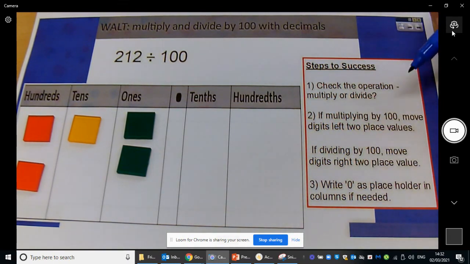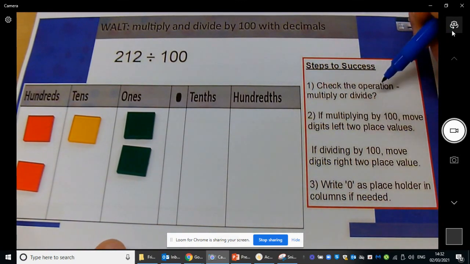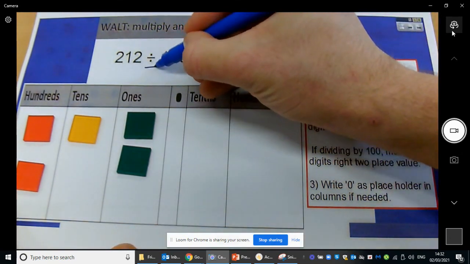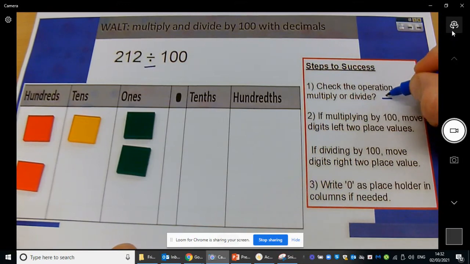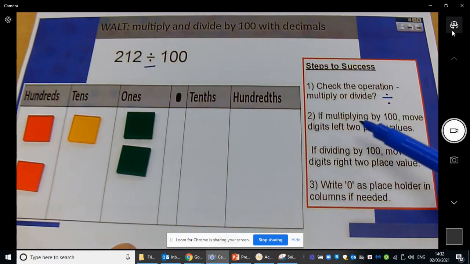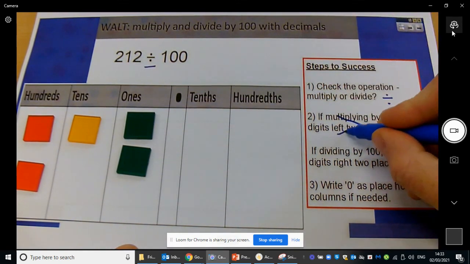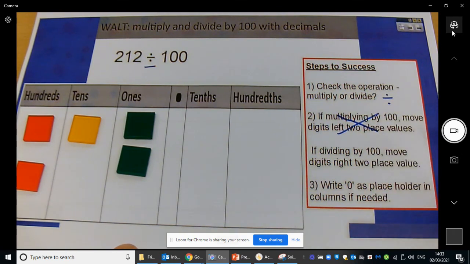Once again, going through the same steps, and really important to remember this first one. Check the operation. Are we multiplying or are we dividing? Hopefully we can see we are dividing there. Step 2. If multiplying by 100, move digits left 2 place values. Now, is that relevant to us? No, it's not, because we're not multiplying by 100, we're dividing by 100, so we can forget about that step and move on to the next one.